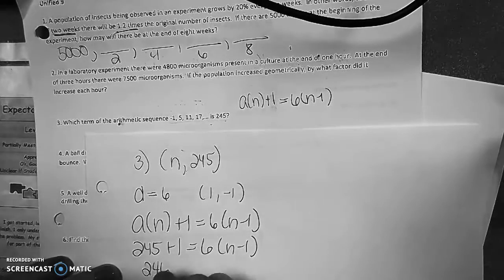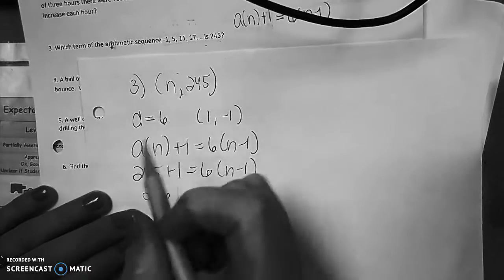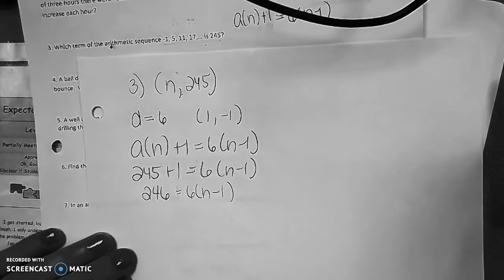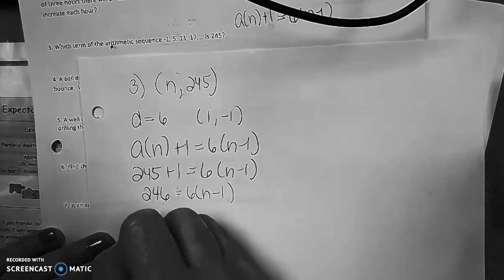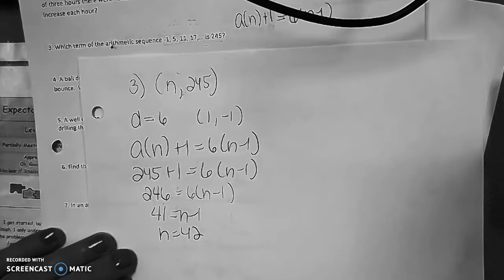So I get 246 equals 6 times n minus 1. 246 divided by 6 is 41, so n is 42.